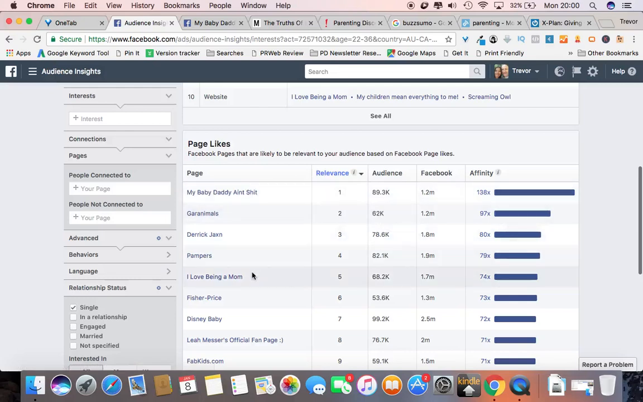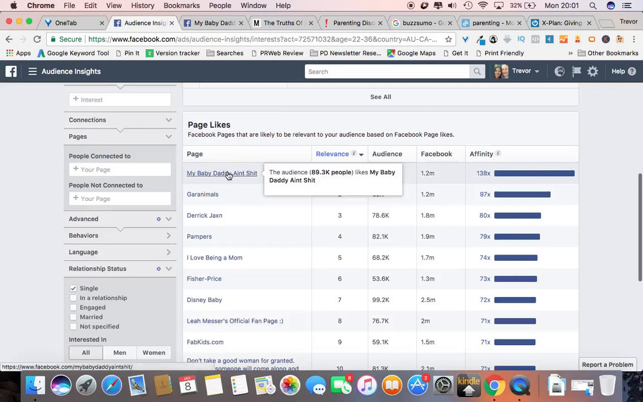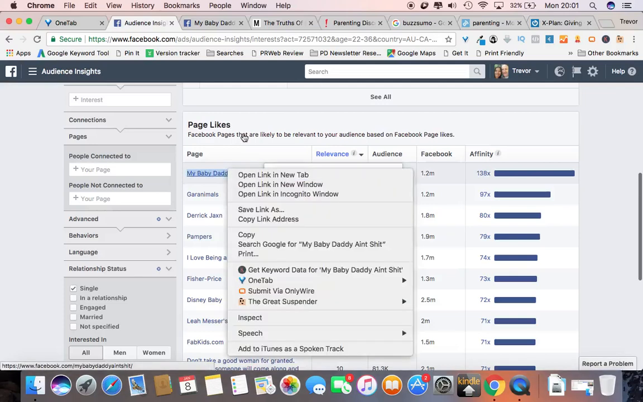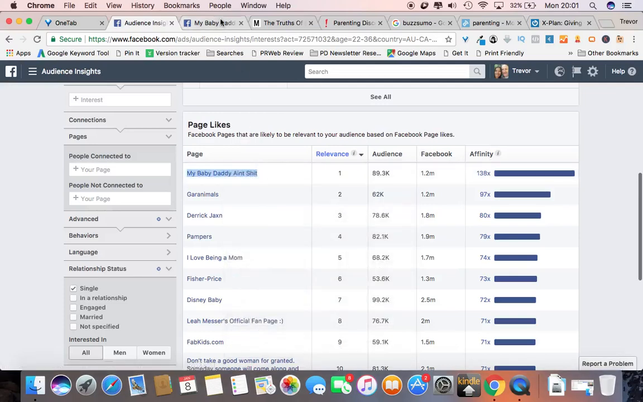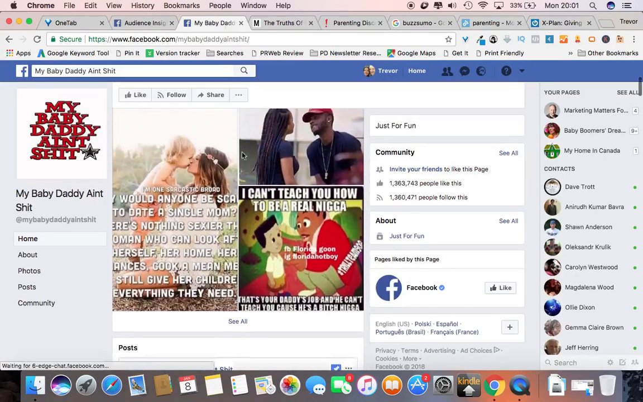Right? I have not gone through all of these. Pampers is a fairly obvious one. I love being a mum. And you can see the audience size here as well. So we know that there's thousands and thousands of people. So this one I actually clicked on. If you just do a right click and open a new tab so you don't lose your place, and I opened the tab already, and it's this page here.